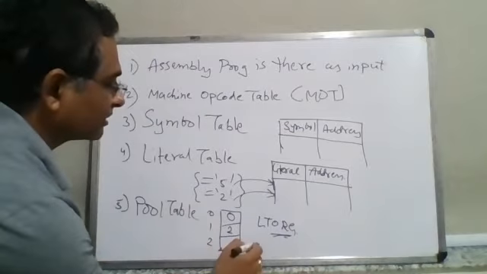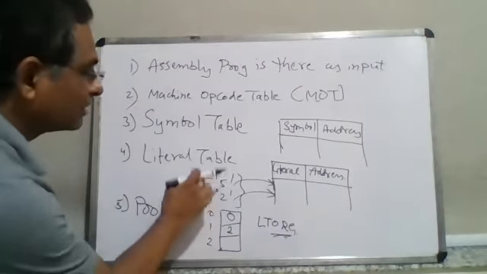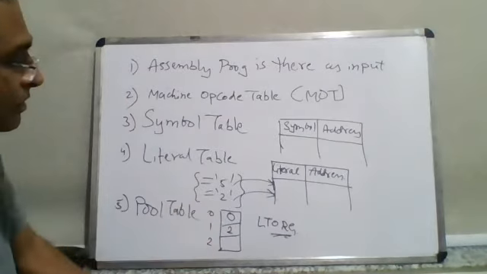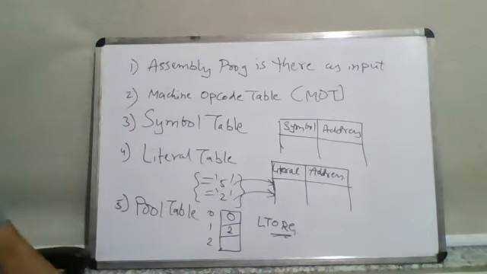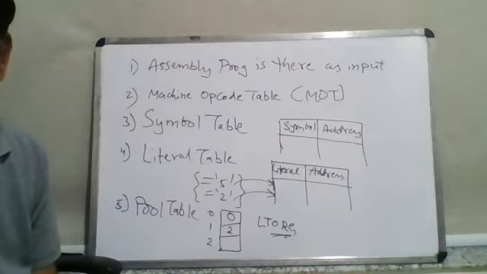So depending upon the various LTORG statements inside the program, the number of literals before each will be counted and placed, and the appropriate pointer will then be implemented, right? So the pool table entries highly depend upon the occurrence of the LTORG statement.